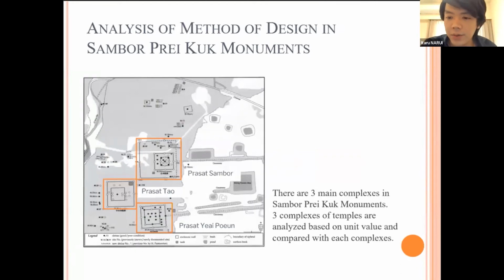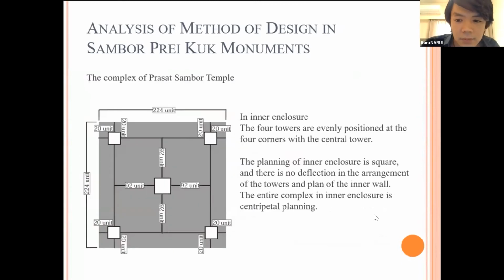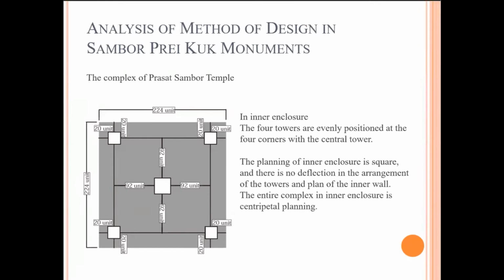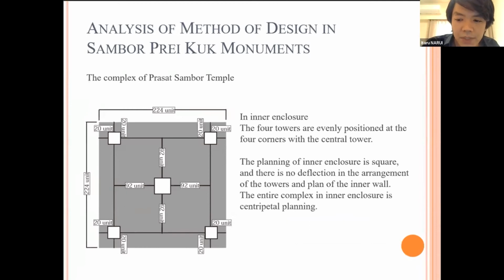And next is an overview of the analysis of complexes in Sambor Prei Kuk. In Sambor Prei Kuk, there are three main complexes in the temple area. The three complexes of temples are analyzed based on unit value and compared with each other. The planning overview of Prasat Sambor temple is like this. In this presentation, I introduce mainly the features of basic planning and deflection of access.